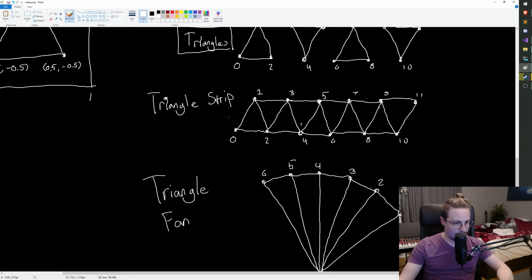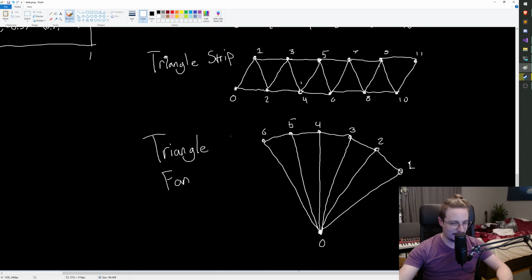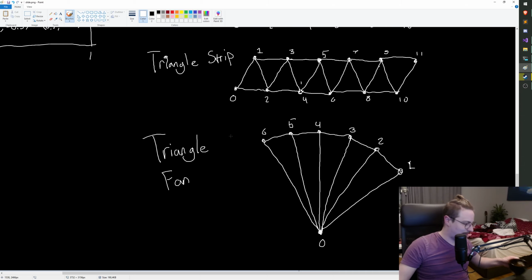Triangle fan. I gotta be honest with you, I've never in my life used triangle fan. Can make a circle quite easily, I guess. But I don't know, I've never used it.